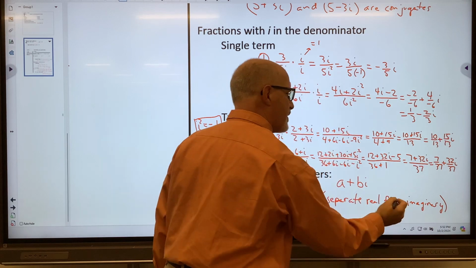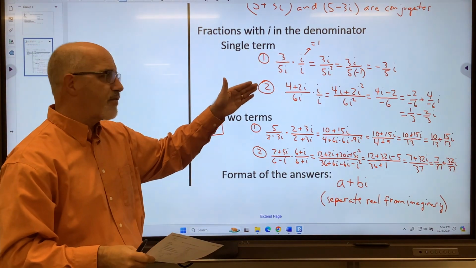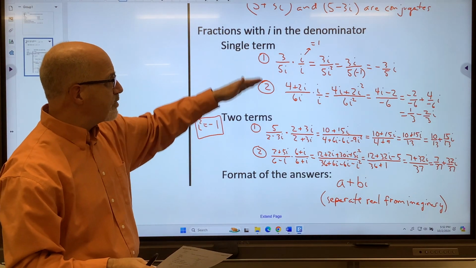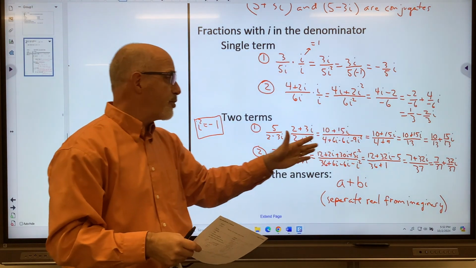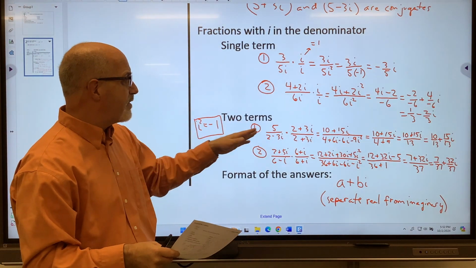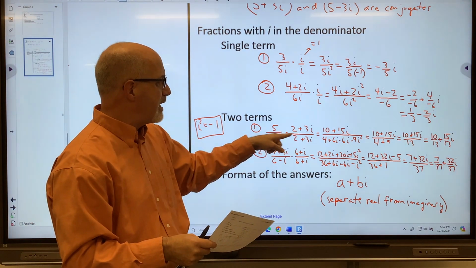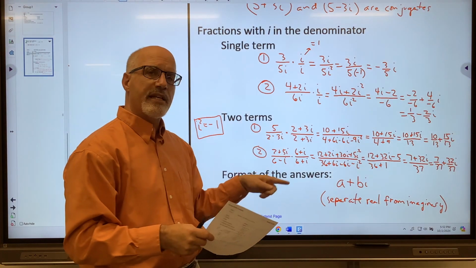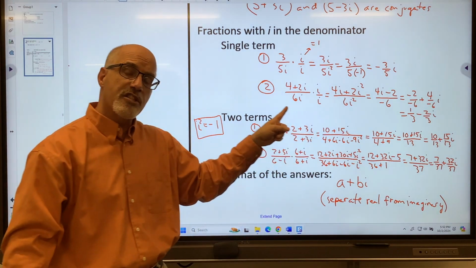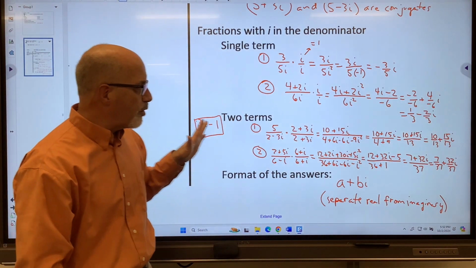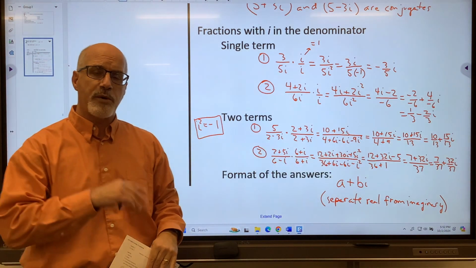Okay, so what we've done is the two different types of division problems we're going to do with fractions. When we have the single term, you just take advantage of the fact that I over I is equal to 1. Multiply that through, simplify. When we have a binomial or two terms in the denominator, multiply by the conjugate. If this is a minus, make it a plus. If it were a plus, you'd make it into a minus. Top and bottom, because you've got to multiply by a factor of 1 to not change the value, just change the form. And then we multiply, simplify, and then separate, and the final answer, separate your real from your imaginary part.